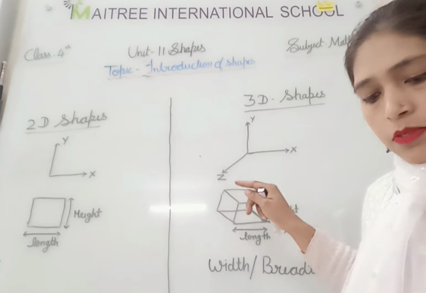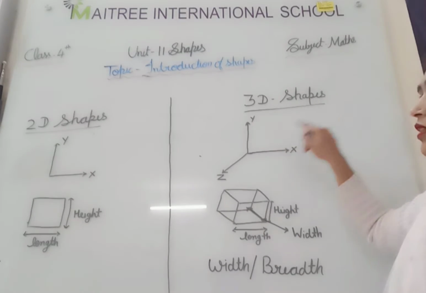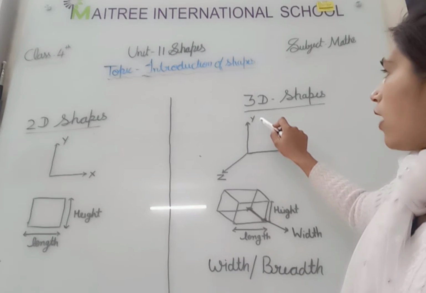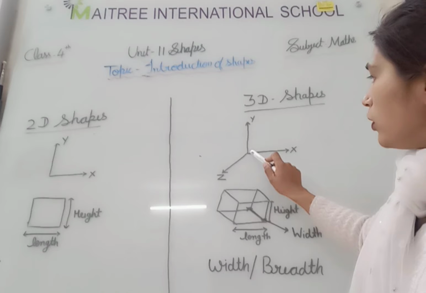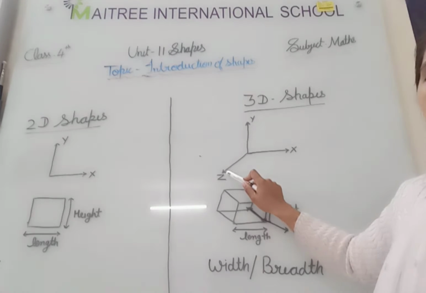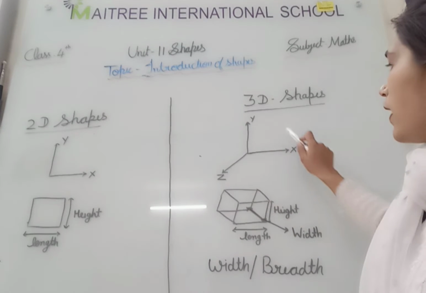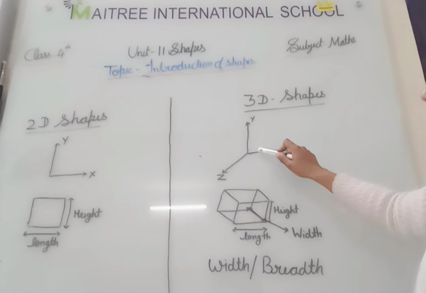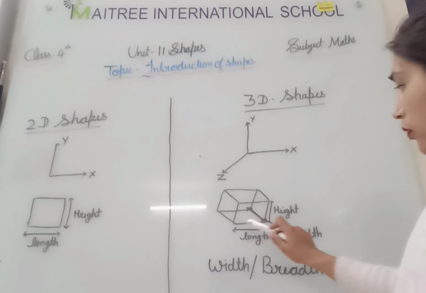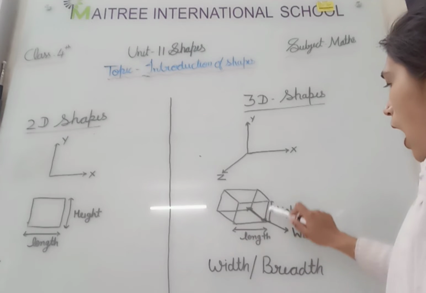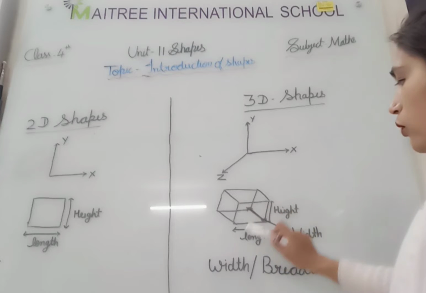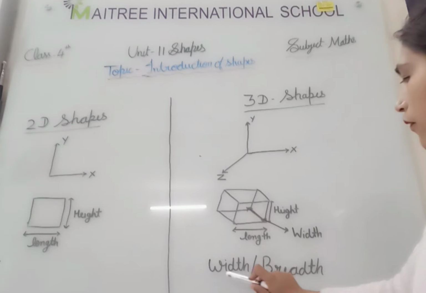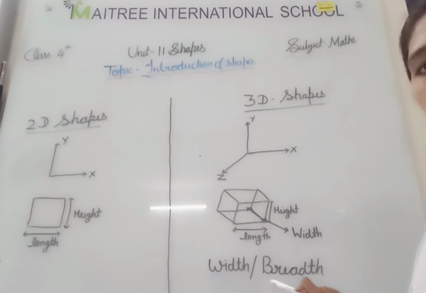But in 3D shapes, 3D means 3 dimension. We have one more extra dimension. X and Y we already have in 2 dimension, but here I am introducing the Z dimension also. This is the third dimension, so that's why these are called 3D shapes, 3 dimension. In 3D I have drawn a cuboid here. It has length, height, and width also. You can call it width, or sometimes we call it breadth also. Width and breadth, don't be confused with it. Both are the same thing.